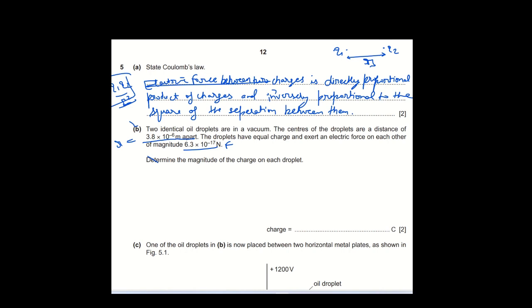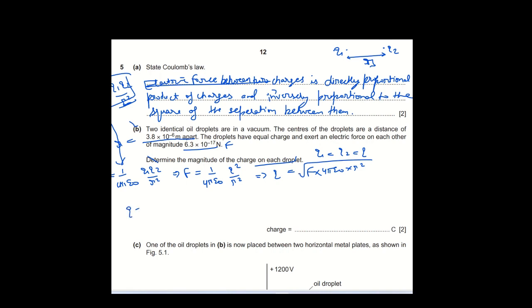So F is given as 1 by 4 pi epsilon naught, that K value is 1 by 4 pi epsilon naught here, into Q1 Q2 by R square, that is F is equal to 1 by 4 pi epsilon naught. Now two charges are identical, so let's say Q1 is equal to Q2 is equal to Q. So Q1 Q2 will become Q square divided by R square. So Q will be equal to the under root of F into 4 pi epsilon naught into R square.